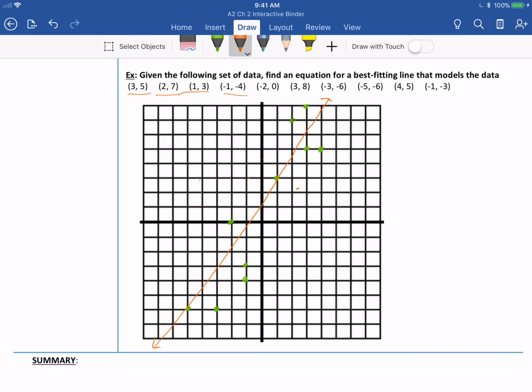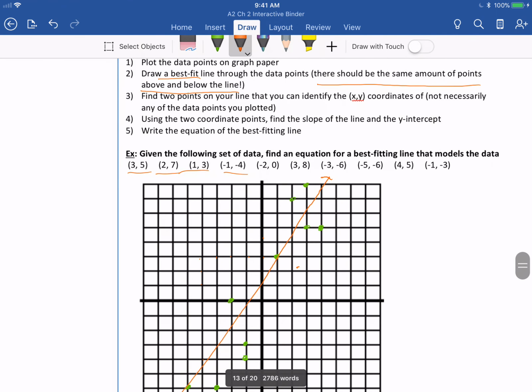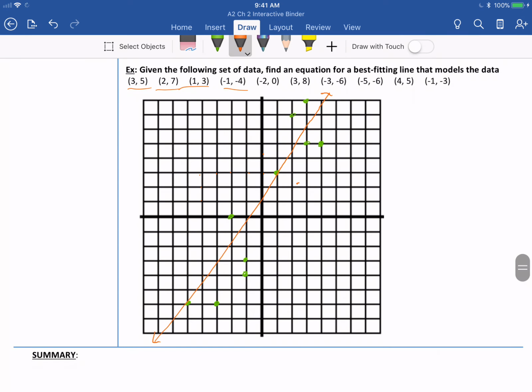Okay, so now I look and I have to pick 2 points. So find 2 points that are on your line that can identify the XY. These points do not need to be data points that you plotted. So as I look here, I see this point right here that kind of goes through that nice little point perfectly. I'm going to pick that point, and then I'm also going to put this one right here, and that one actually was a piece of data that we actually plotted. Doesn't have to be, sometimes it might be.